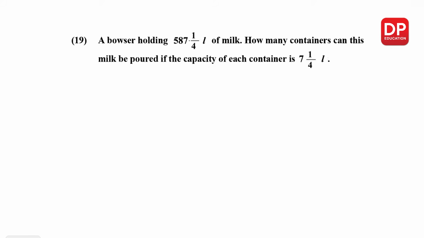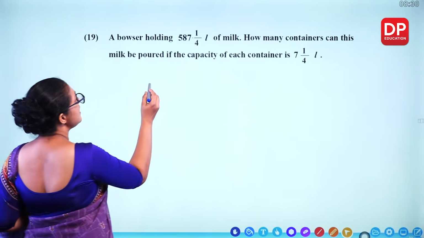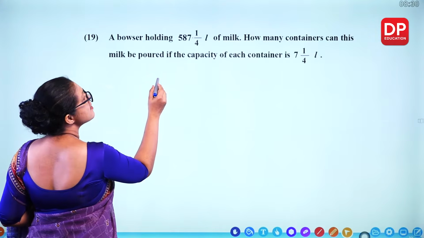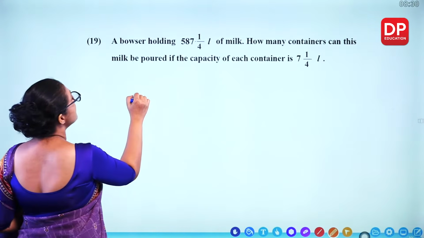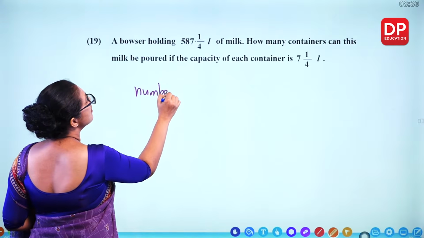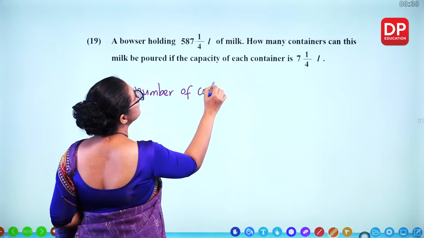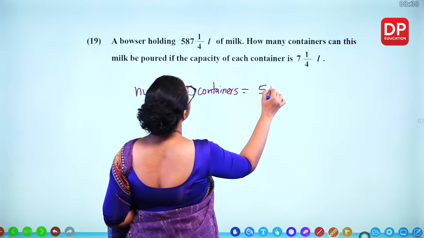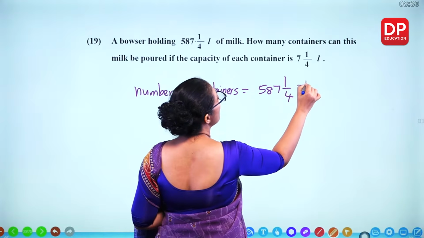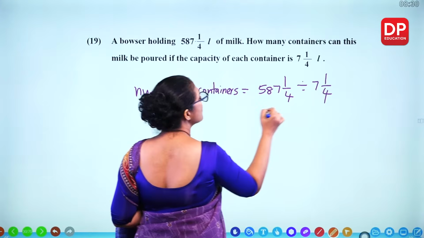Look at this one. A Bowser holding 587 1/4 liters of milk. How many containers can this milk be poured into if the capacity of each container is 7 1/4 liters? So that means again division. So straight away you can find out the number of containers is equal to 587 1/4 divide by 7 1/4.